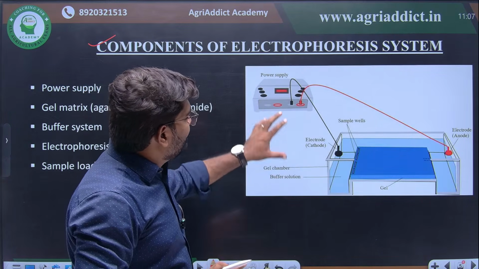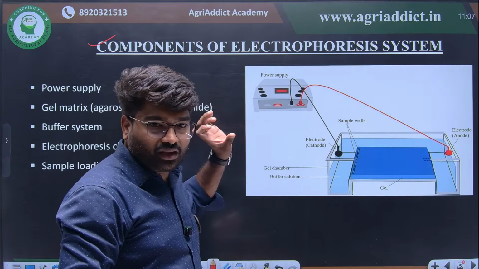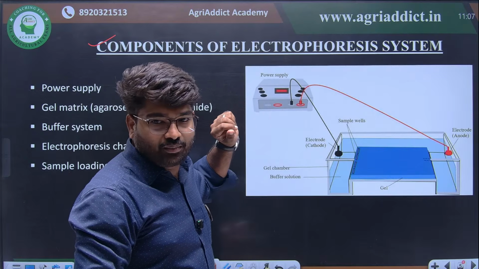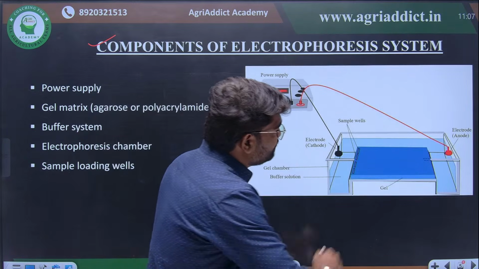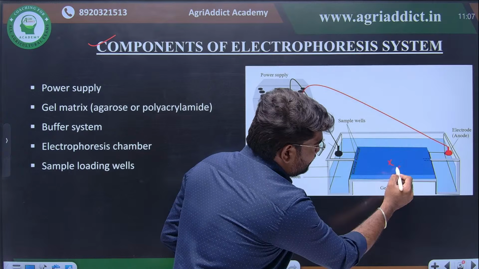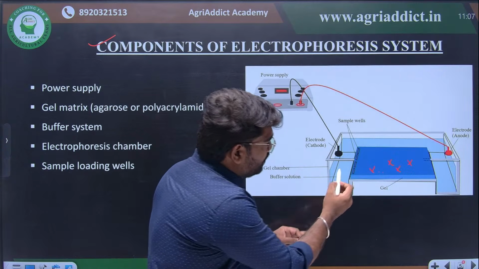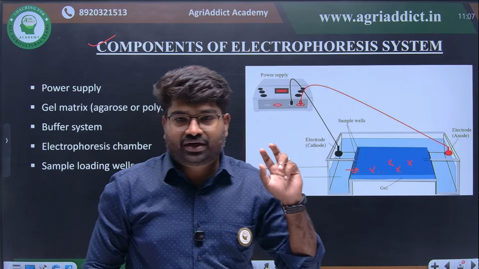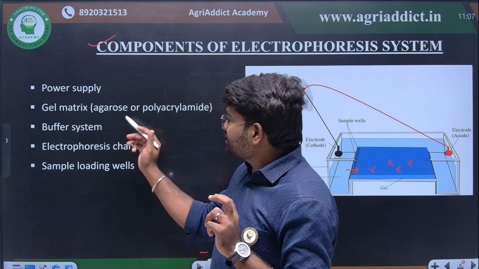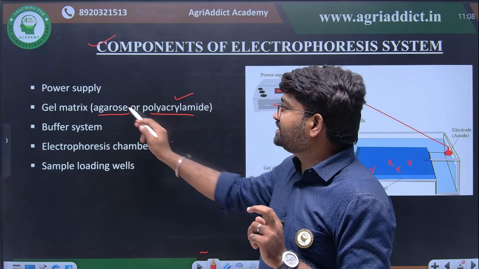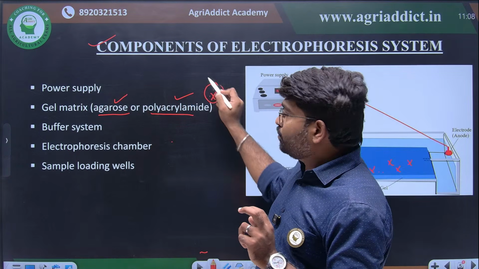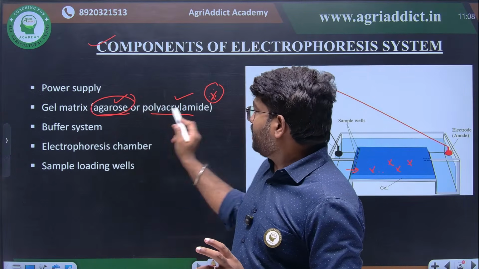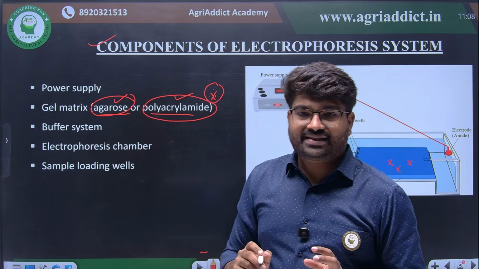If you see here, first a power supply will be there. This will provide the electric current. The samples we load in the wells of the gel. This is the gel. This gel is made up of two different components: either an agarose gel or a polyacrylamide gel. This is the most important thing. Most DNA molecules are separated using agarose gel. For protein separation, majorly polyacrylamide gel is used.